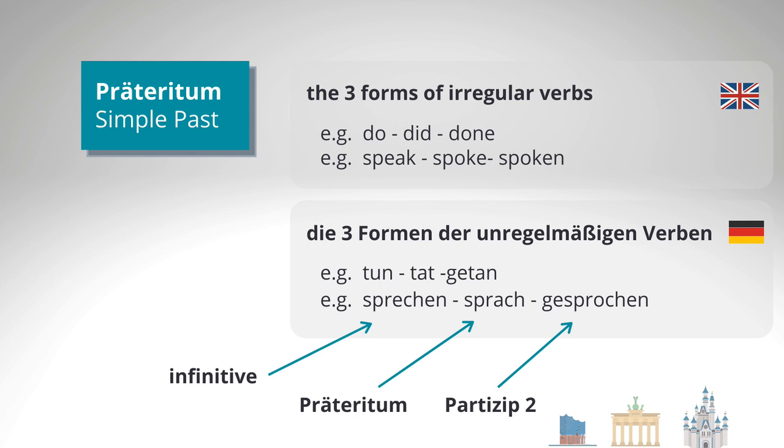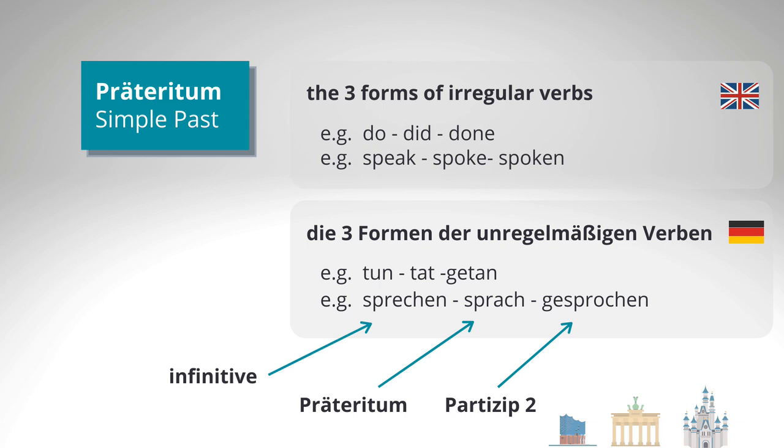Here we also have these three forms. The three forms of irregular verbs in German are die drei Formen der unregelmäßigen Verben. We also have the infinitive, then the Präteritum form, which corresponds to the simple past form in English, and the Partizip 2, which is the same as the past participle in English. So basically the same thing.